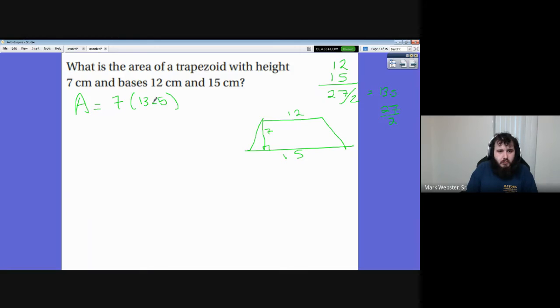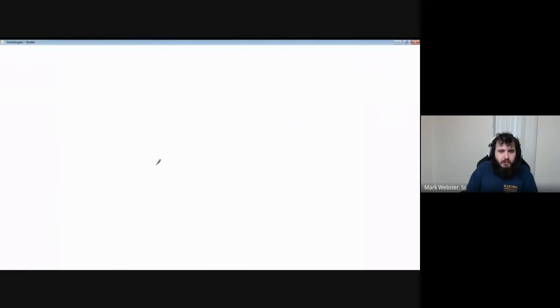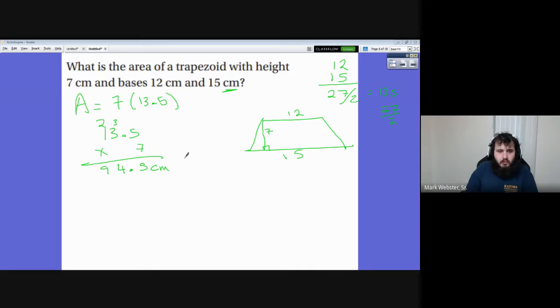Then you're going to do that out. 7 times 5 is 35. 7 times 3 is 21, plus 3 is 24. 7 times 1 is 7, plus 2 is 9. We count one decimal place: 94.5, and what's our units? Centimeters squared, because we're dealing with an area. All right, and that's all there is to it.